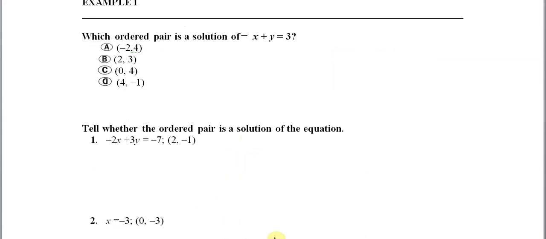Example 1. Which ordered pair is a solution for negative x plus y equals 3? And if we reference our definition, what this means is that if we were to plug these points in here, the first number is x, the second number substitutes y, then we should be able to get a true statement. So let's test, right? And this is really just trying and testing.